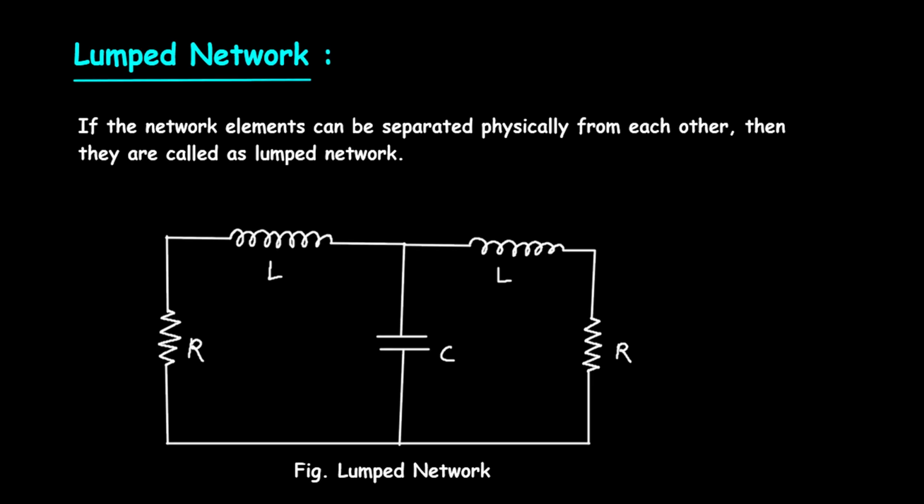Next is lumped network. If the network elements can be separated physically from each other, then it is called a lumped network. Here we can see in this circuit, we can separate these elements. We can separate this inductor, this resistor, this capacitor, and all of these. So it is called a lumped network.